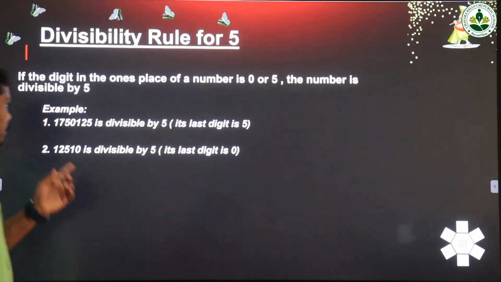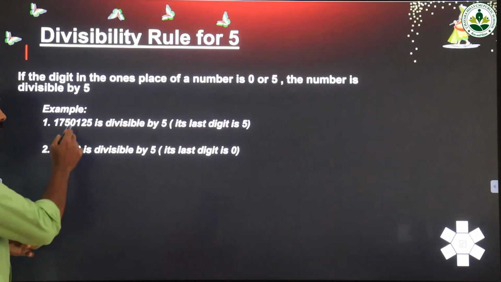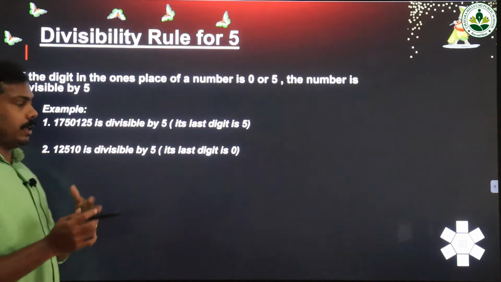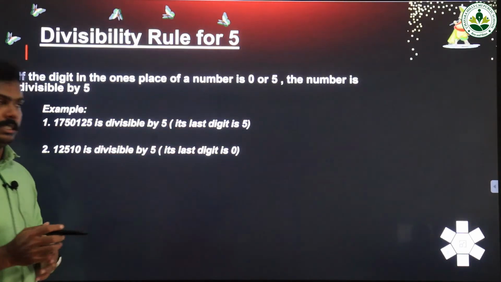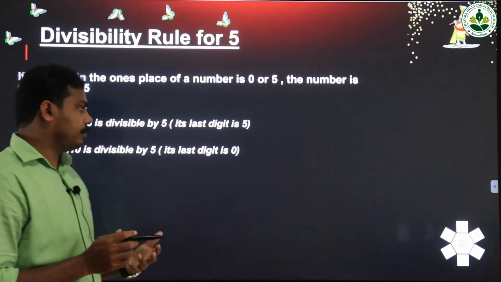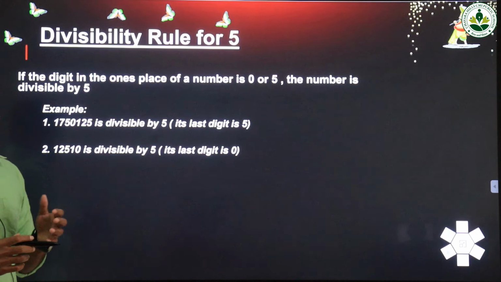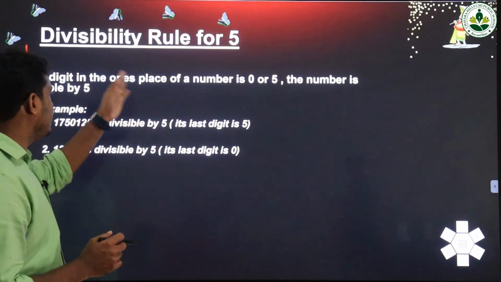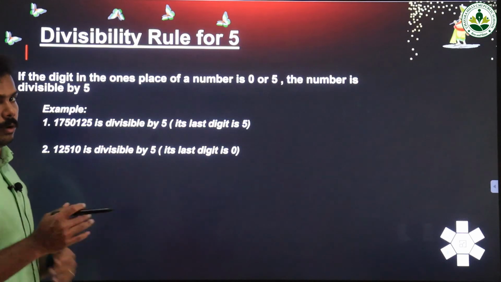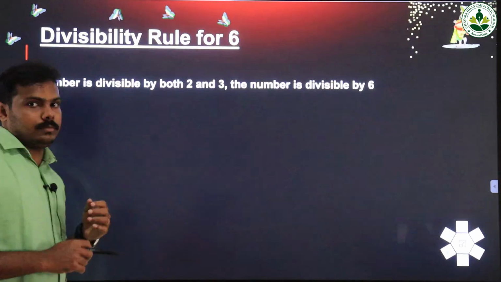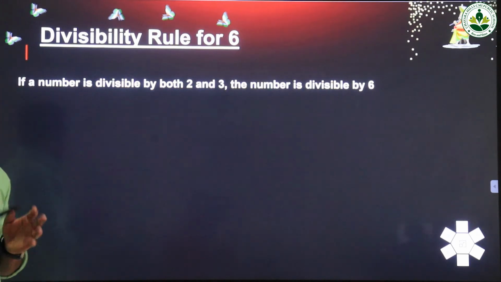For example, here you can see the number 70,125 is divisible by 5 because its last digit is 5, and 12,510 is divisible by 5 because its last digit is 0. Very simple. If the digit in the ones place of a number is 0 or 5, then the number is divisible by 5. Next is the divisibility rule for 6.